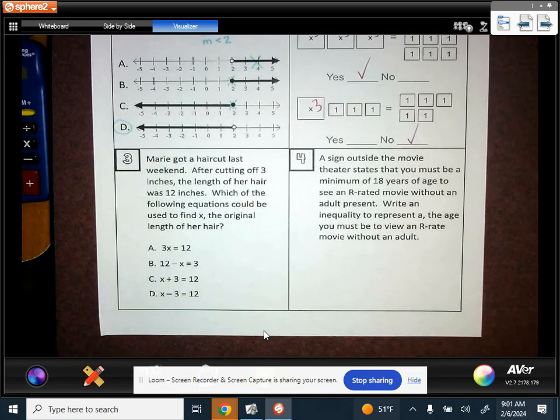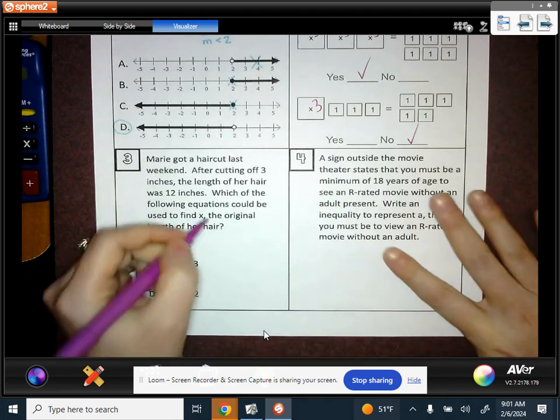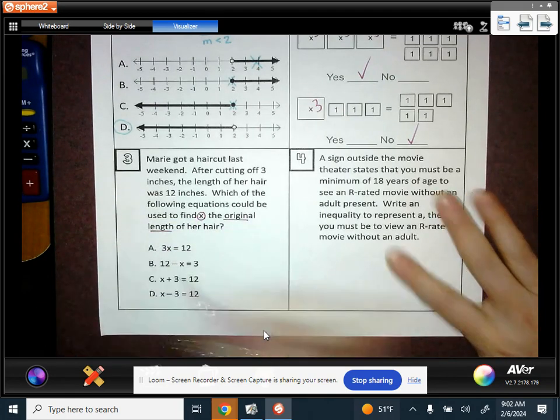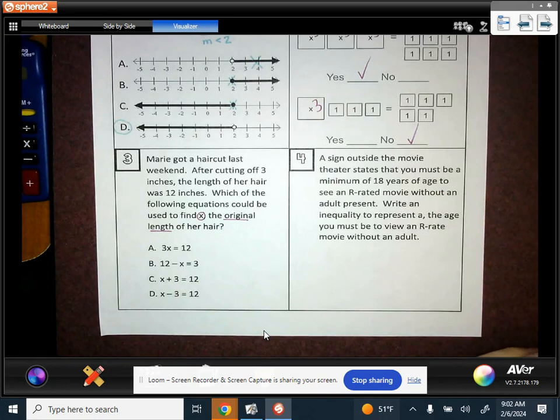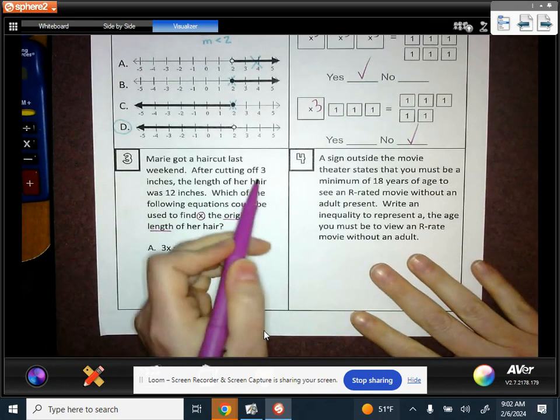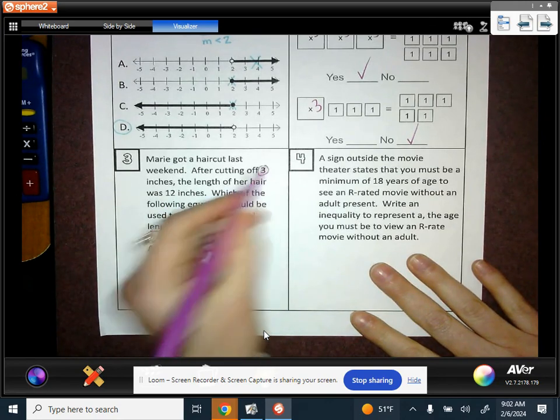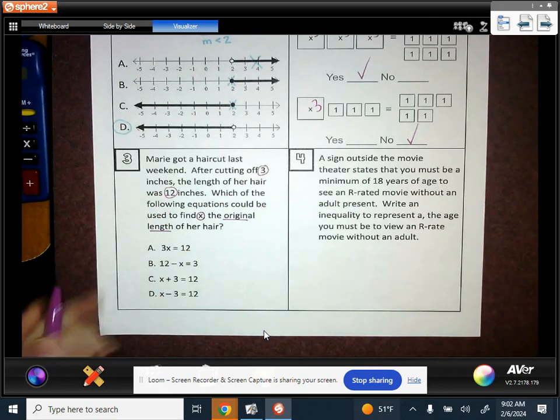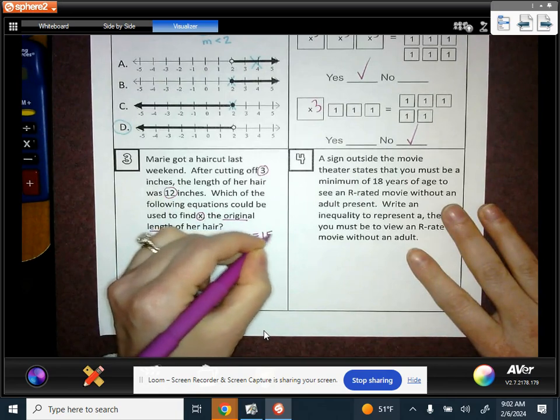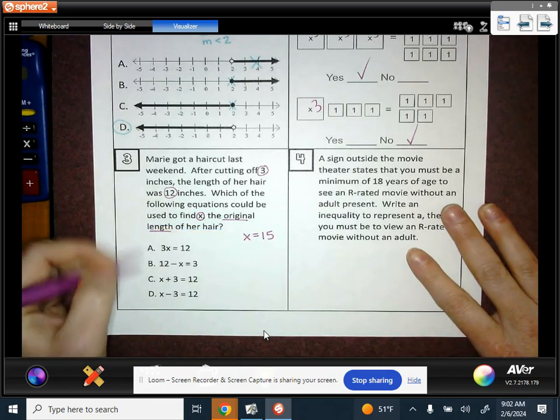Question number 3, it says, Marie got a haircut this weekend. After cutting off 3 inches, the length of her hair was 12 inches. Which of the following equations could be used to find x, the original length of her hair? Okay, so x is the original length. That would have been a longer amount. And I can figure out here that if she cut off 3 inches and now it's 12 inches, then that means that it originally had to be 15. Knowing that x equals 15 can help us if we're confused down here.